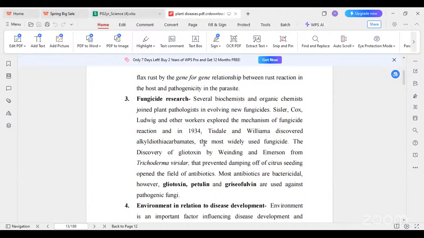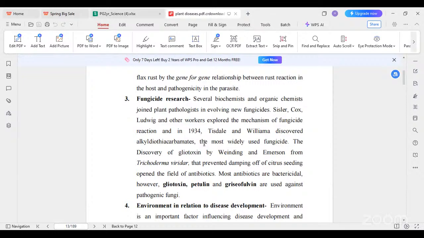Sisler, Cox, Ludwig, and other workers explored the mechanism of fungicide reactions, and in 1935, Tisdale and Williams discovered alkyldithiocarbamates, the most widely used fungicide. The discovery of gliotoxin by Weindling and Emerson from Trichoderma viride, which prevented damping off of citrus seedlings, opened the field of antibiotics.